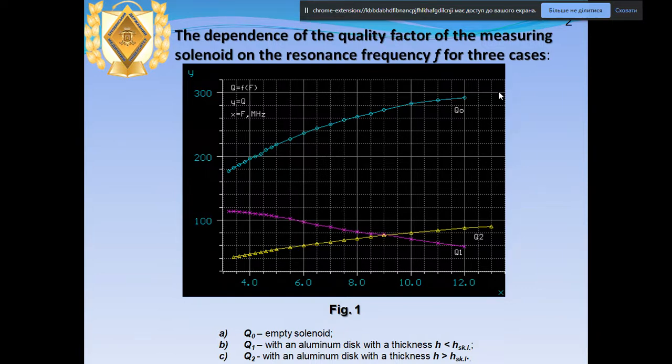To do this, aluminum discs were placed in the middle of a measurement solenoid and we measured the quality factor in a given frequency range from 3.2 to 12 MHz. The measurement results are shown in Figure 1. Figure 1 shows that the dependence of the Q factor on the frequency differs significantly for the case of absence of a skin effect and the presence of a skin effect in the frequency range evaluated, curves Q1 and Q2 respectively.